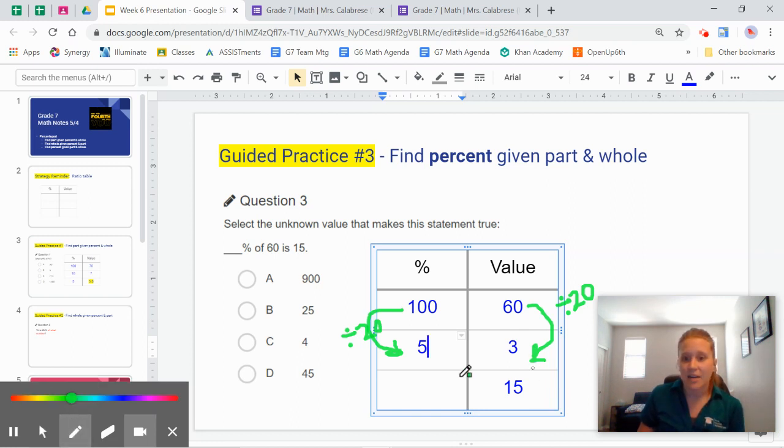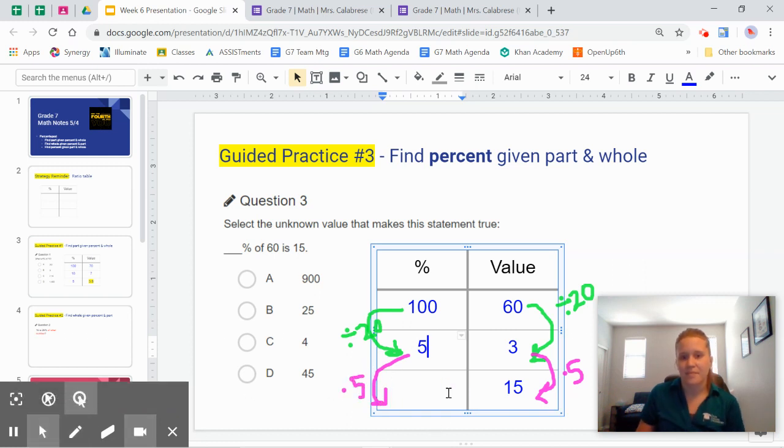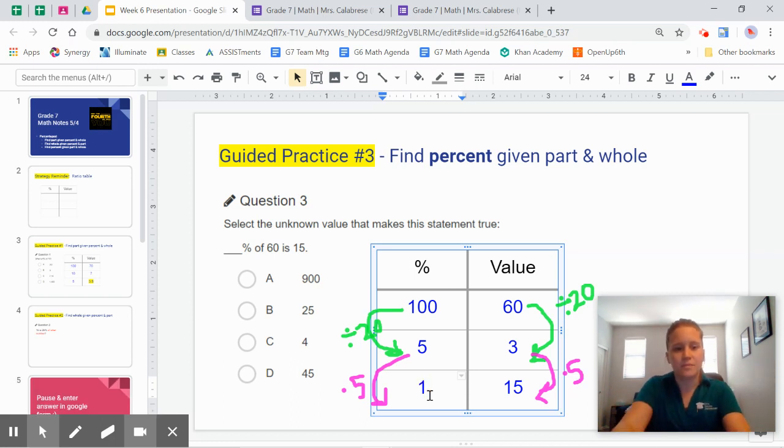Okay, so I can also tell, let me change colors here. I can also use this relationship. This is times 5. I'm going to do the same thing on the other side. Times 5. Oops, 25. Here's where my answer lies.